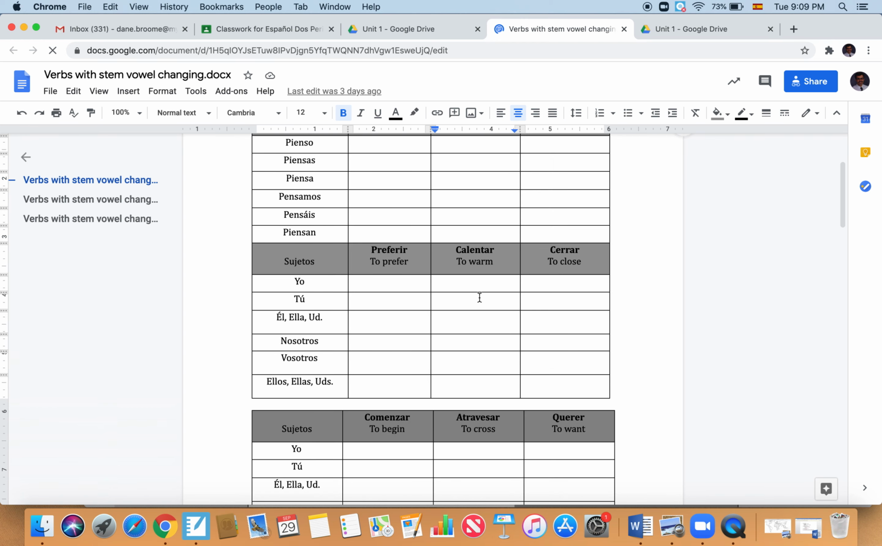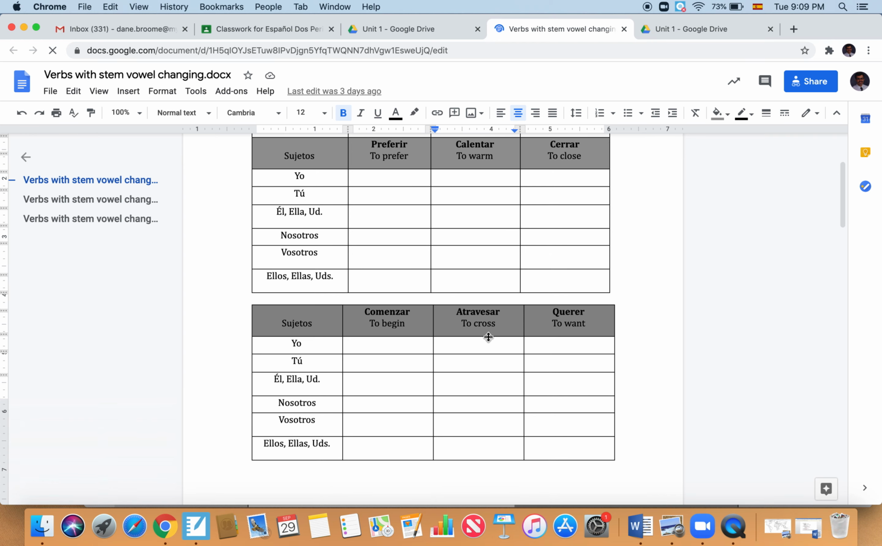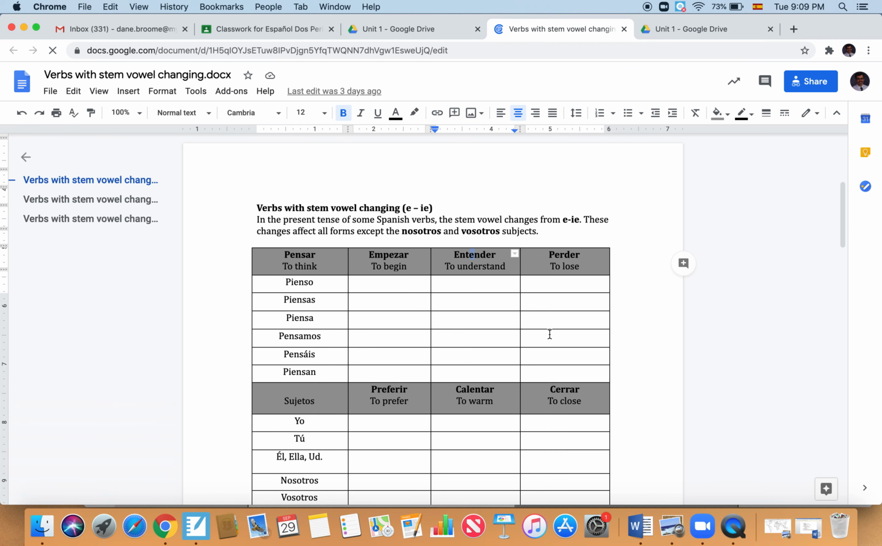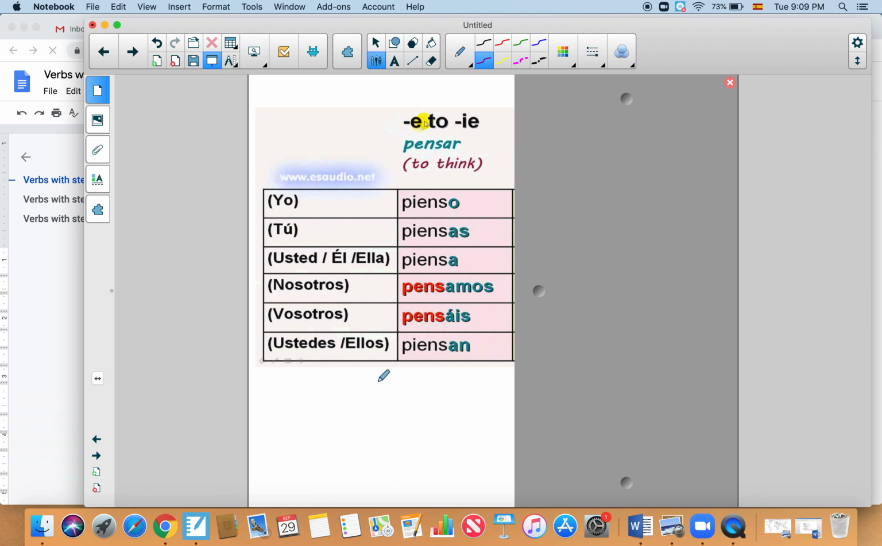Preferir, calentar, cerrar, comenzar, atravesar, and querer. These are just a few examples out of many, many verbs that could get an E to IE stem change. And then pensar, of course, we have here. So let's look at our example here. We're using the verb pensar.